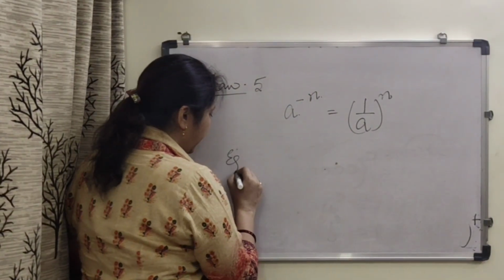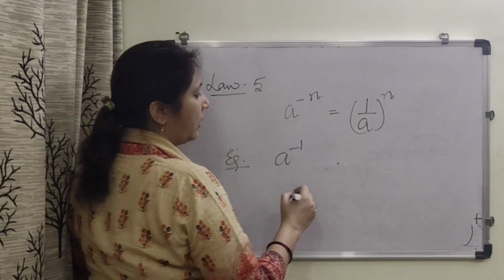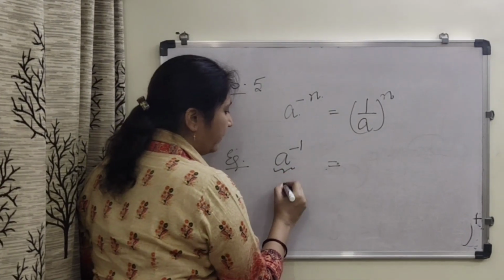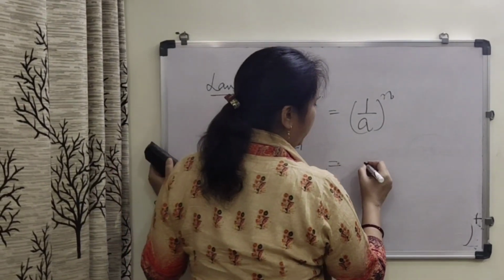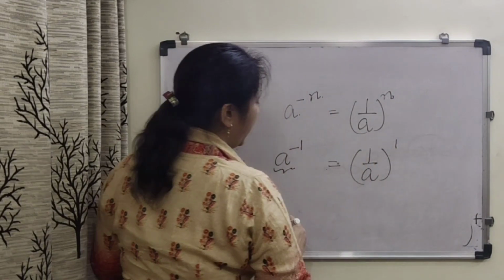For example, if you have a to the power minus 1, the reciprocal of a, what is the base? Your base is a. What is the reciprocal of a? That is 1. So it would be 1 by a to the power 1.